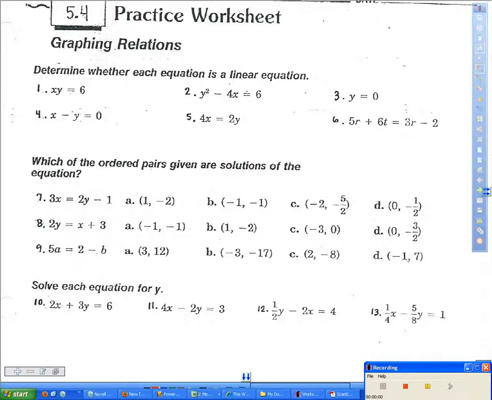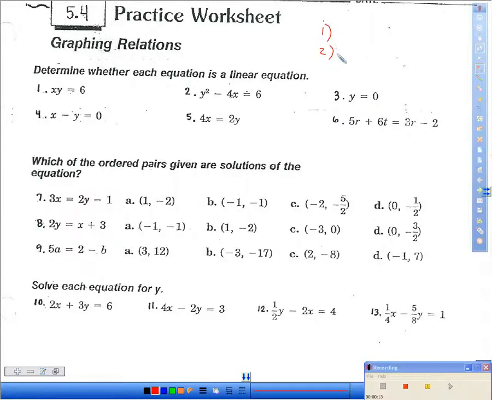This is the homework for October 12th. Numbers 1 through 6, the directions say to determine whether each equation is a linear equation. Today in class we said that there are really three things that we need to look for when determining if an equation is a linear equation.